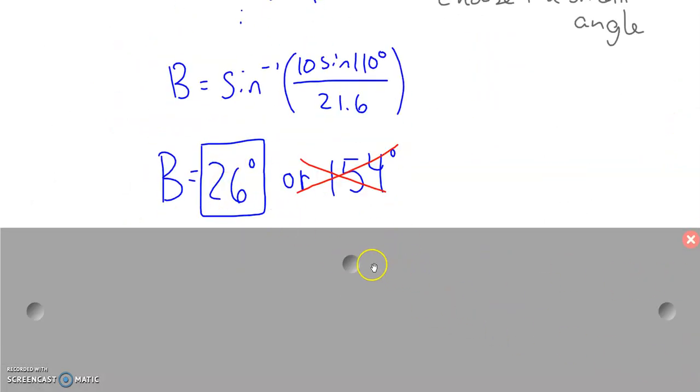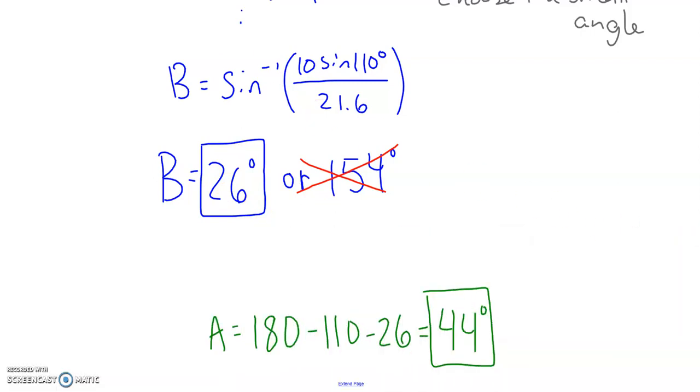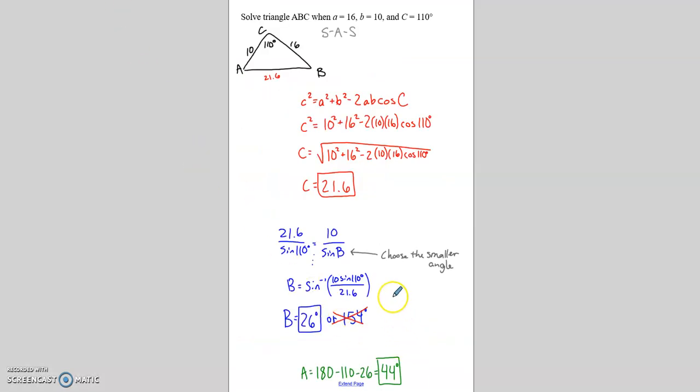At that point, once you know angle B, you can just subtract from 180 to find angle A, and there's your triangle now solved with all three missing parts.